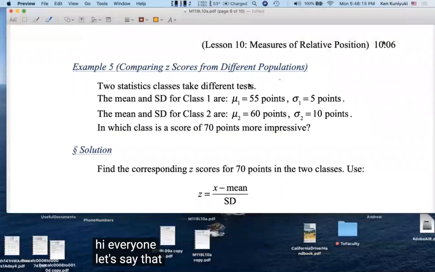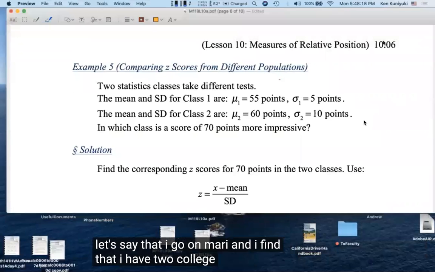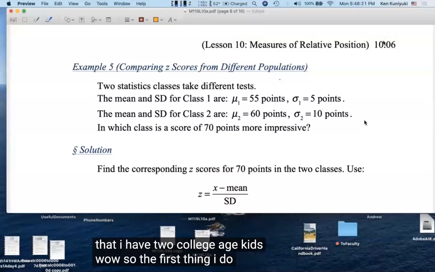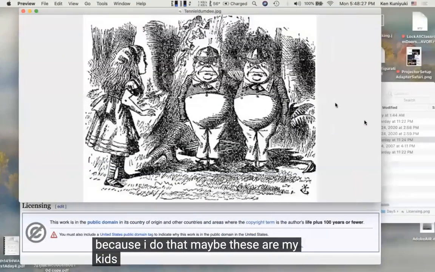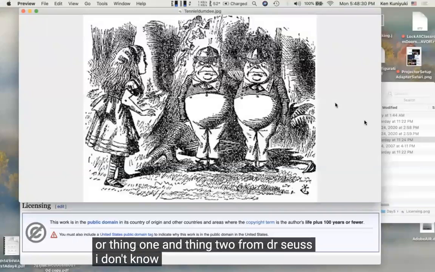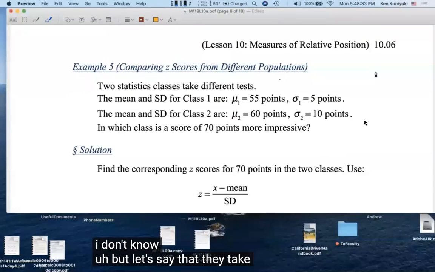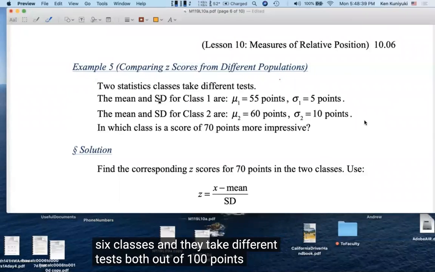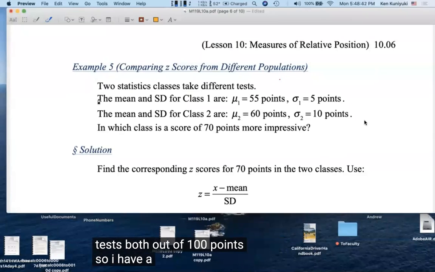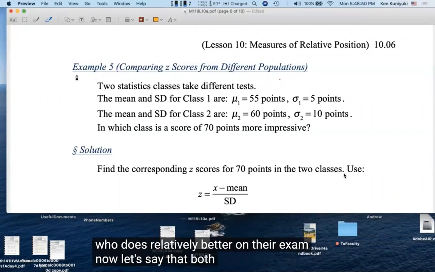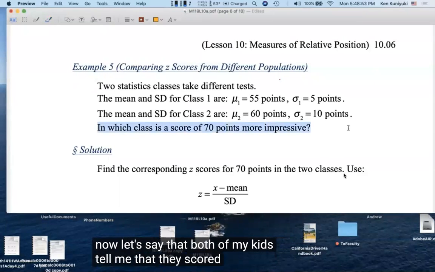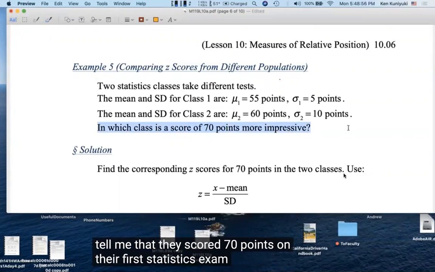Let's say that I go on Maury and I find that I have 2 college-age kids. Wow. So the first thing I do is send them off to statistics class. Maybe these are my kids, or Thing 1 and Thing 2 from Dr. Seuss, I don't know. Let's say they take these 2 statistics classes and they take different tests, both out of 100 points. I have a shiny new iPhone I'm going to give to my kid who does relatively better on their exam. Now let's say that both of my kids tell me that they scored 70 points on their first statistics exam.